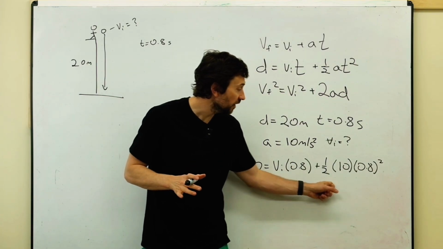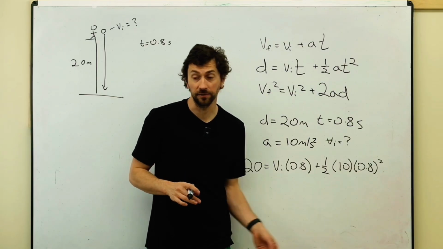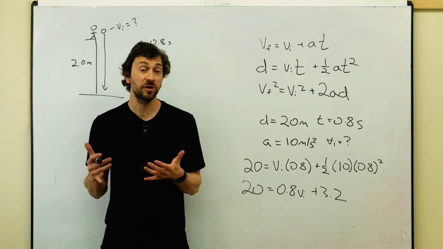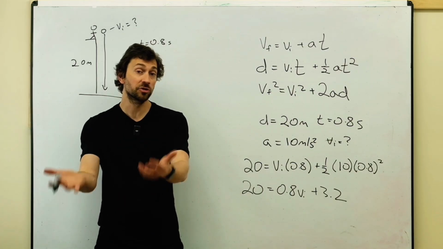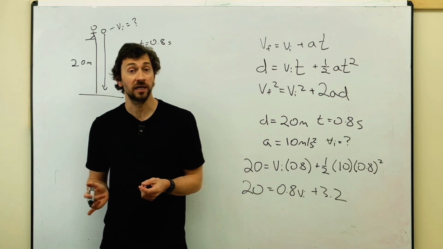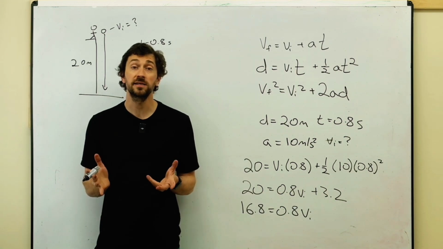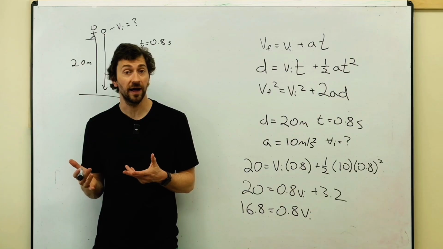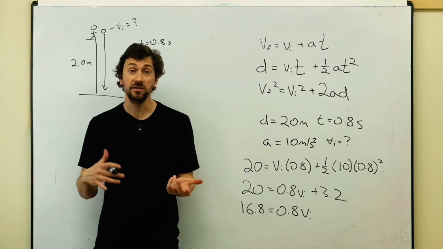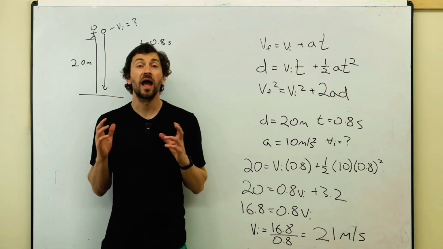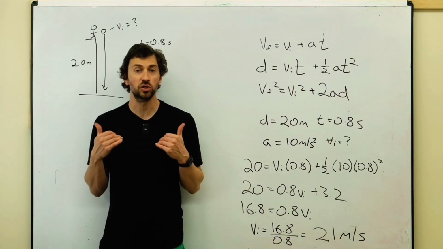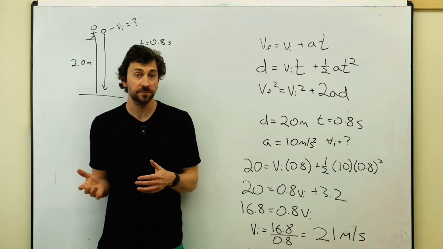First of all, I need to figure out what all this term is together. So that term is 3.2. So I need to now subtract that on the other side to isolate for Vi. I get 16.8 equals 0.8 Vi. I just need to divide by 0.8 on both sides. I get that the initial velocity is 21 meters per second.